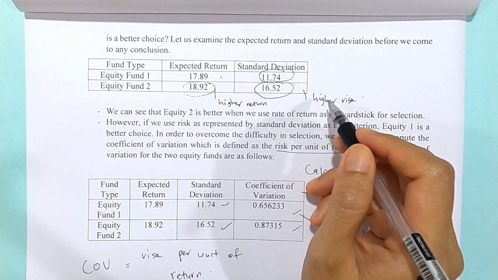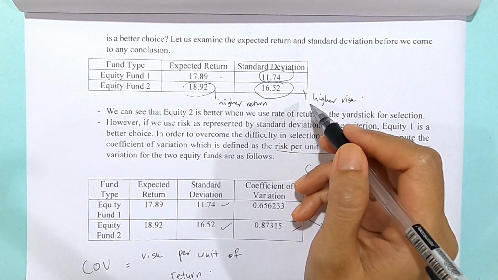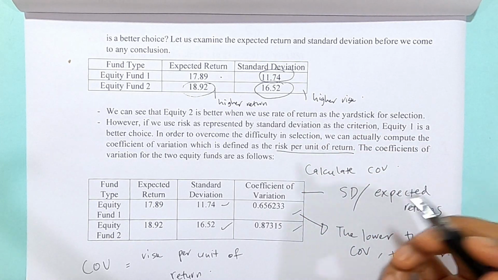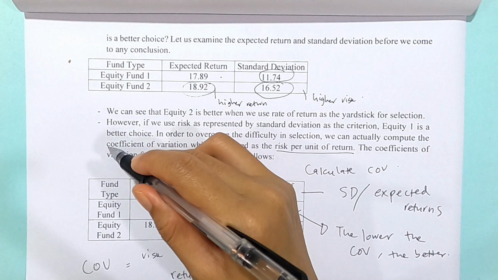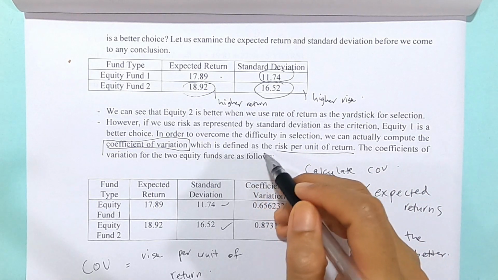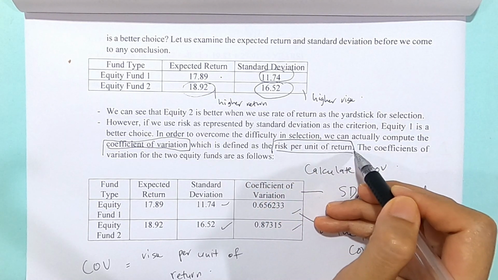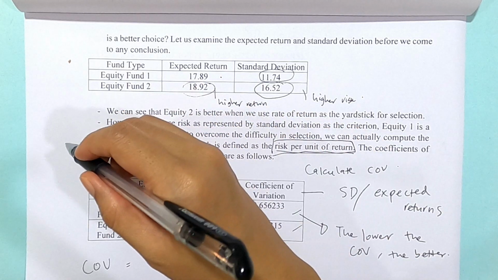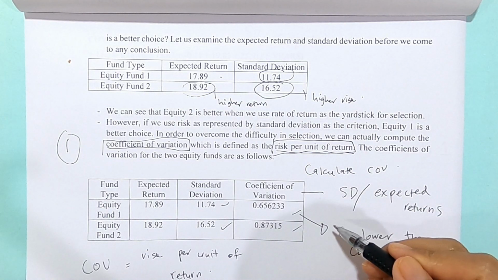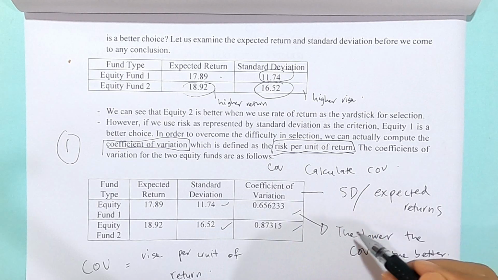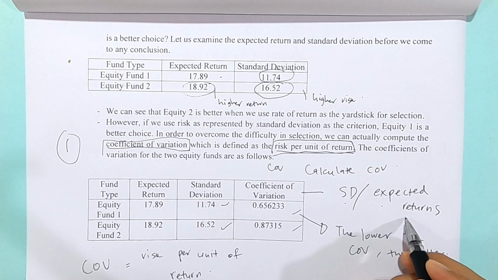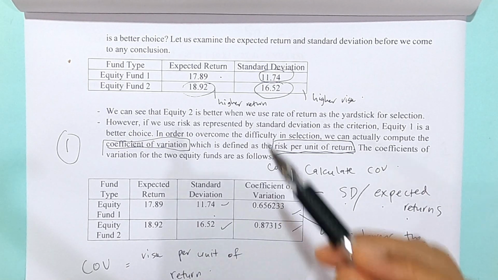Therefore, in this situation, it is hard for us to make a decision which fund we should invest in. So the next step we have to do is to calculate what we call the coefficient of variation. Coefficient of variation is actually defined as risk per unit of return. We calculate the risk for 1 unit of return. How do we calculate the coefficient of variation, or COV? This is pretty simple: standard deviation divided by expected return.